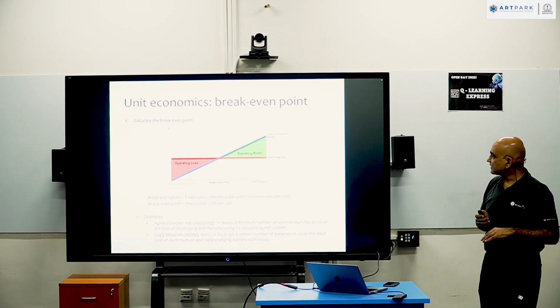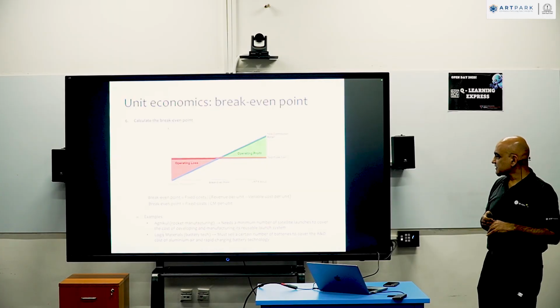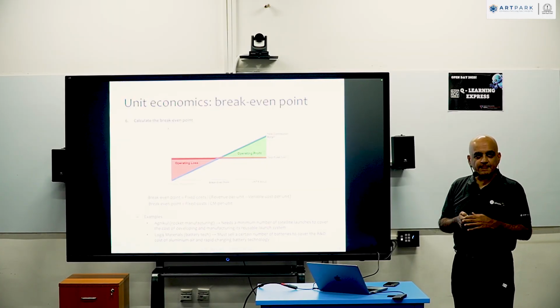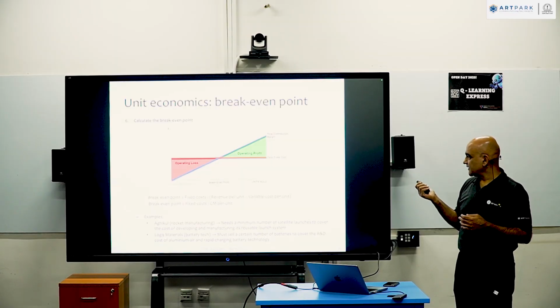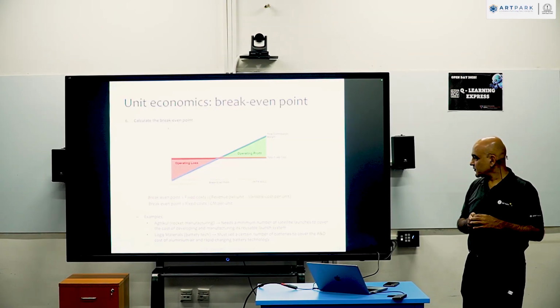All right, so let's look at this. How do you really calculate it? The formula is fixed cost divided by revenue per unit minus variable cost, basically CM, right? That's the formula for calculating the break-even point, right?